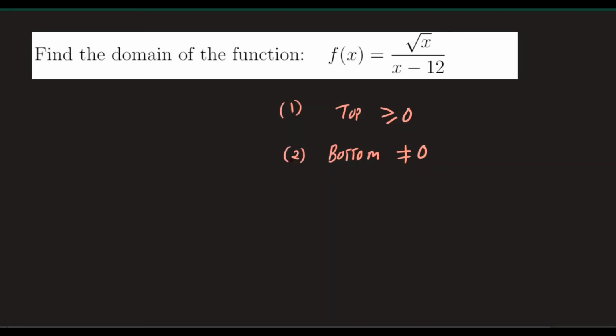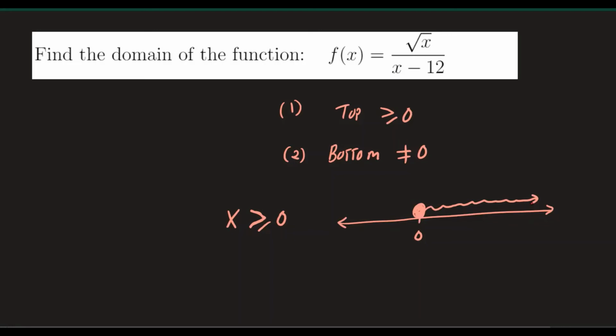So let's consider the top first. When is the top defined? Well, if you just take what's inside the radical, which is x, we want that to be greater than or equal to 0. So now it's okay to be 0 because it's on top. So that's one restriction. Let's draw that on the real line. Everything that's greater than or equal to 0 will satisfy the top. So that's for the top.